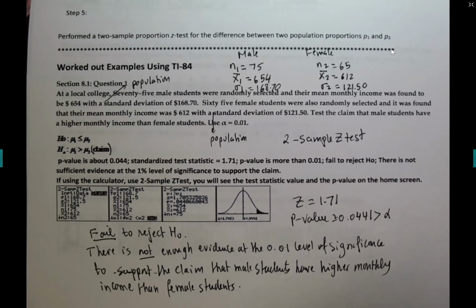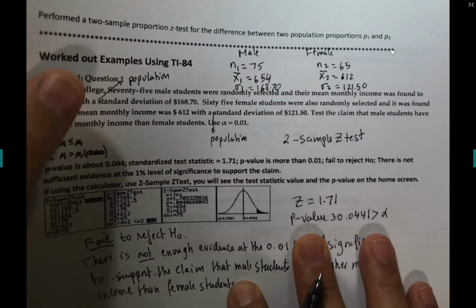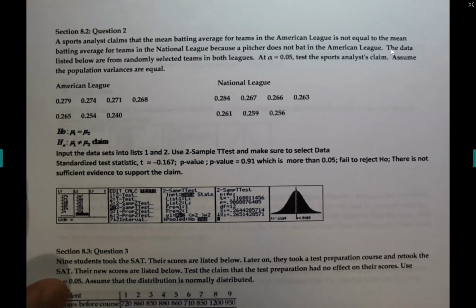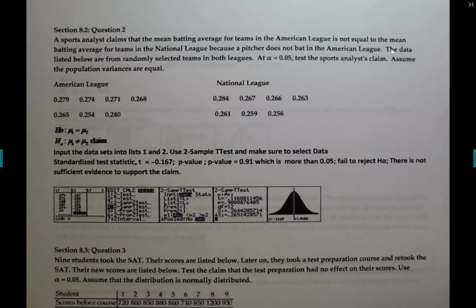And that's why we have to perform hypothesis testing. So here we concluded that there is not enough evidence at the 0.01 level of significance to support the claim that male students have higher monthly income than female students. Okay, so that's section 8.1. Let's do an exercise on section 8.2 now. There you go. I got a nice worked out exercise. I'm going to pause the recording in order to put the data in L1 and L2.